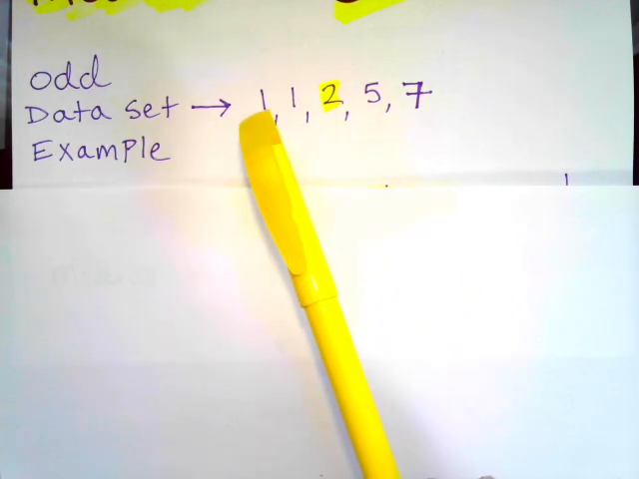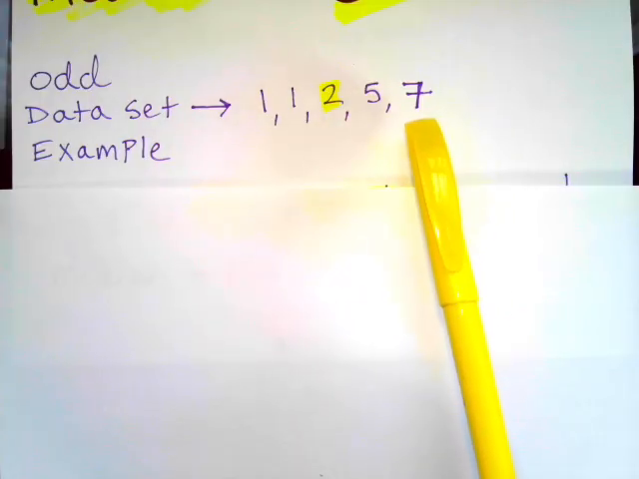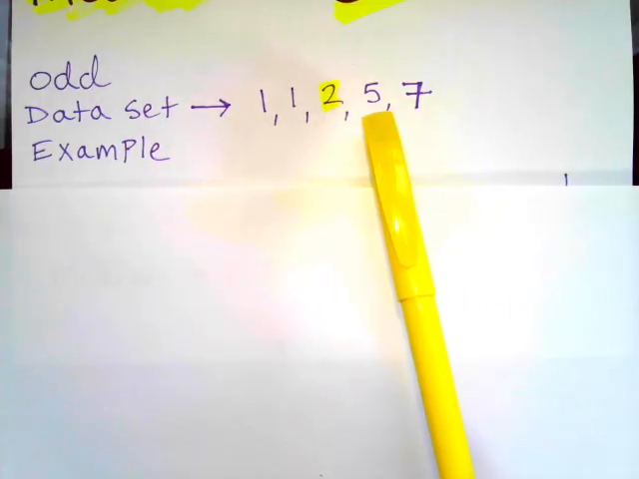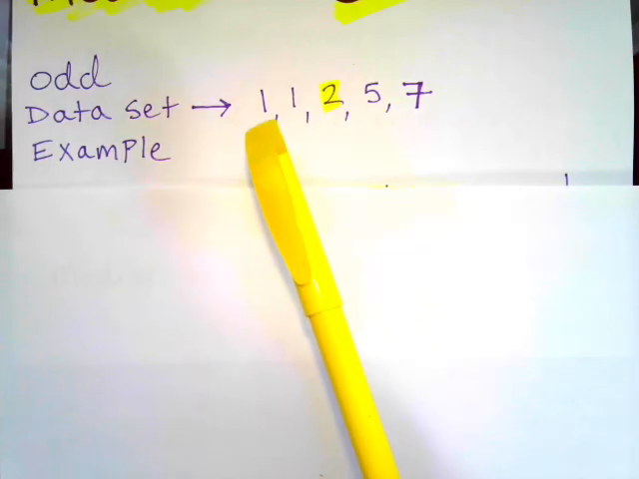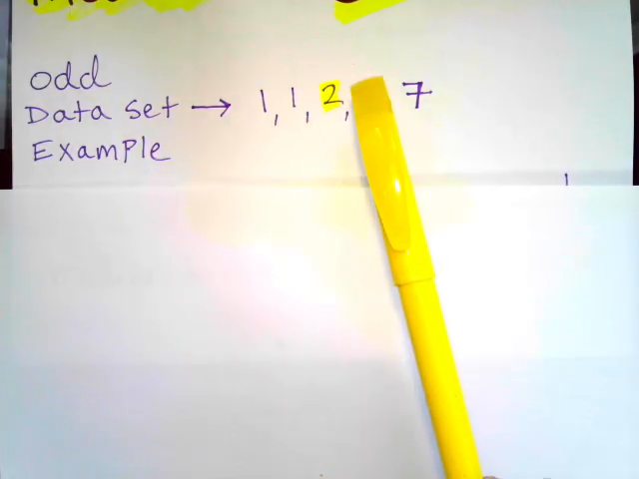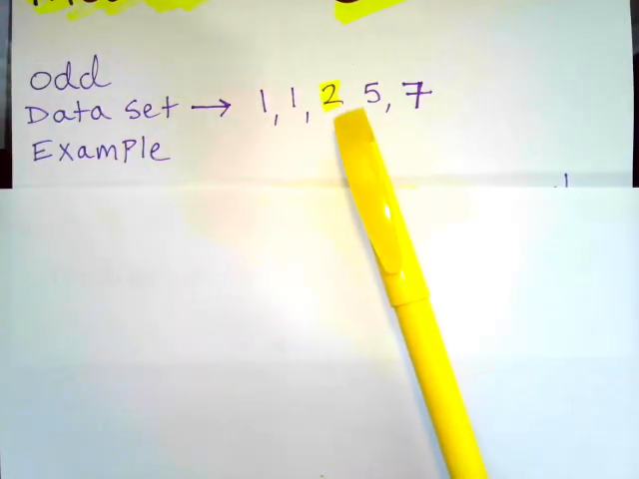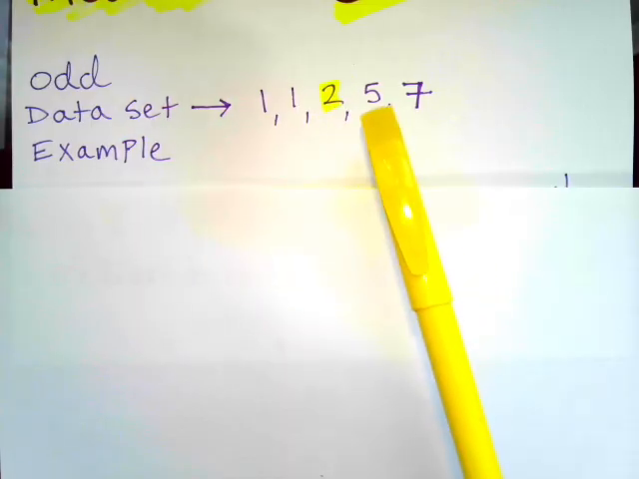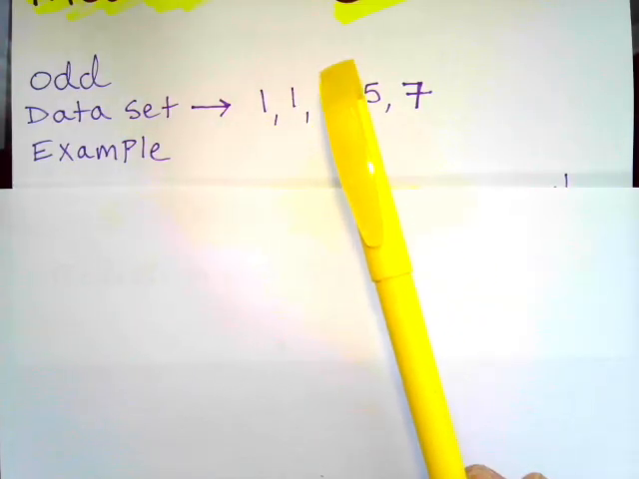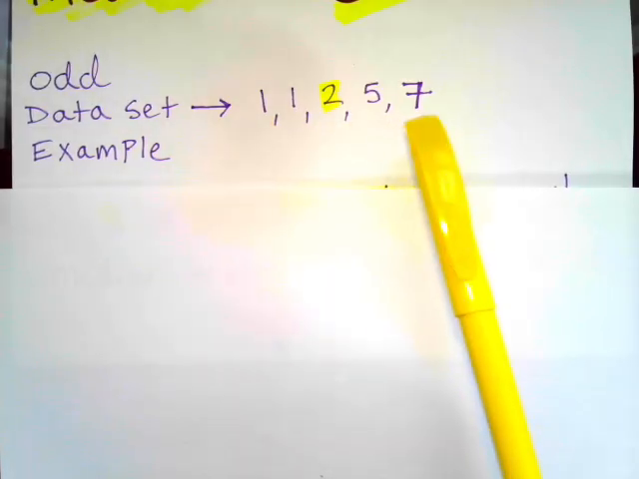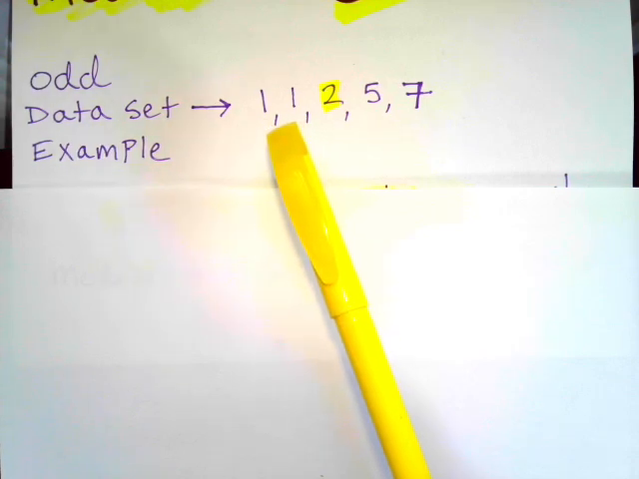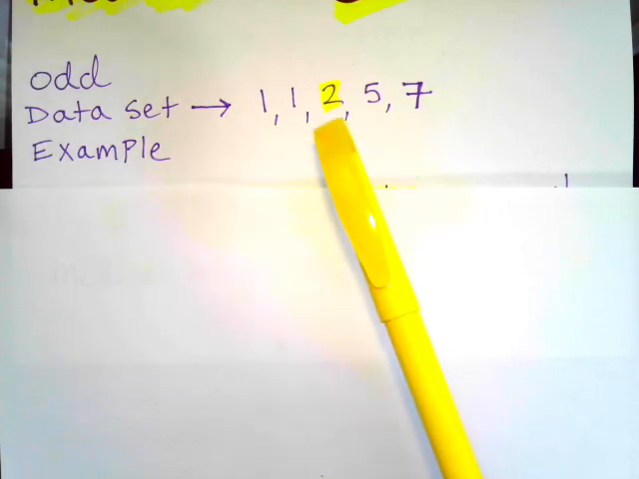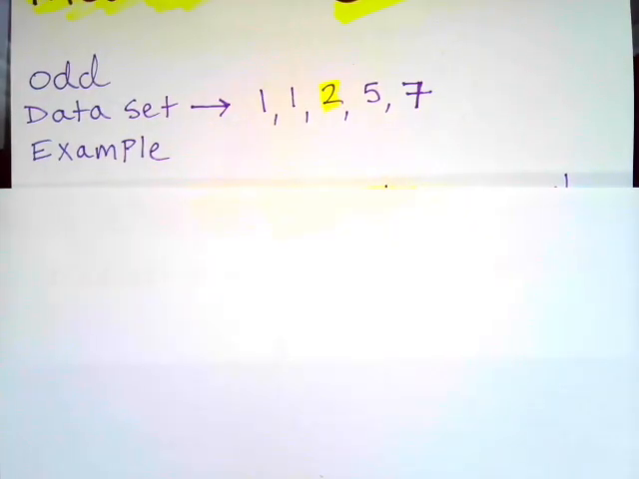Since there are 5 digits, I'm going to start from the 7 and count 2 backwards. 1, 2. From the 1, I count forwards. 1, 2. And that 3rd, or the 5th number, 1, 2, 3, 4, 5, is the middle number. There's 5 digits. 1, 2 plus 1, 2. 2 plus 2 is 4. The middle digit here, 2, is the 5th value in an odd data set.